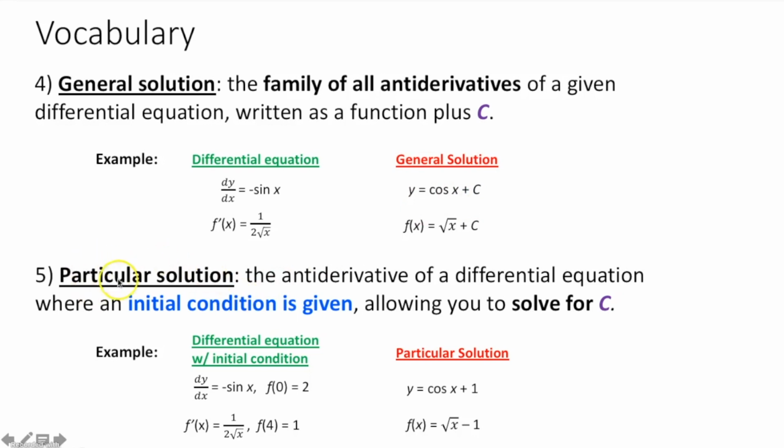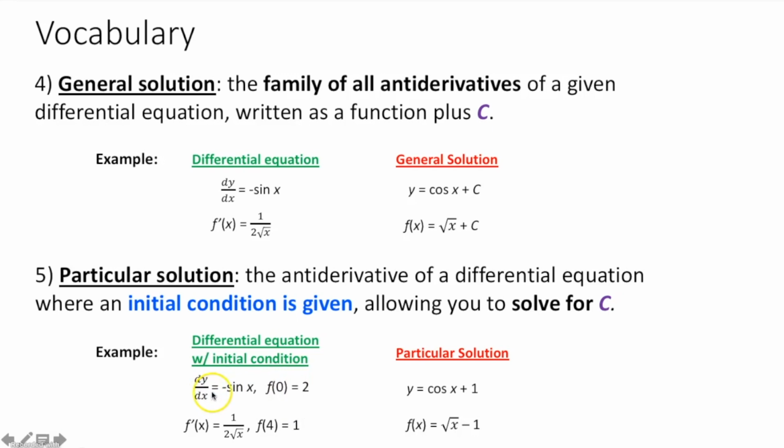The particular solution is the antiderivative of a differential equation where an initial condition is given, allowing you to solve for c. So if you solve a differential equation and you see y is equal to a function plus c, that is the general solution to your differential equation. If you wanted the particular solution, they must give you an initial condition.